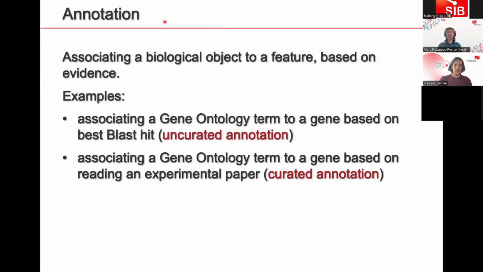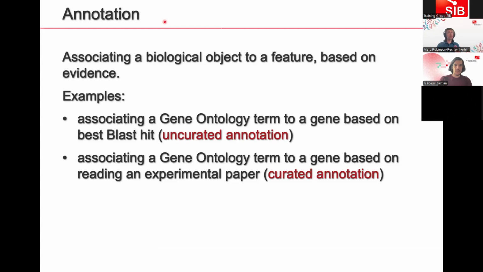Now, one of the things curators do is to choose the right data sets, but another is to do annotation. Annotation is associating a biological object to a feature. That sounds a bit dry, so I'll give you an example. If you have a gene and it has a gene ontology term, so you have HOX and it's a transcription factor, you associate this gene ontology term to this gene, it's an annotation.